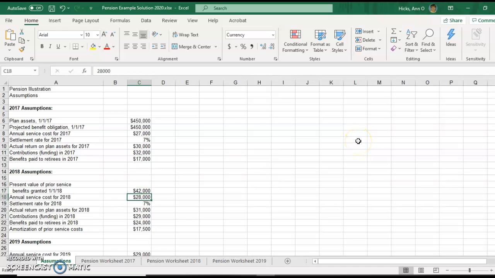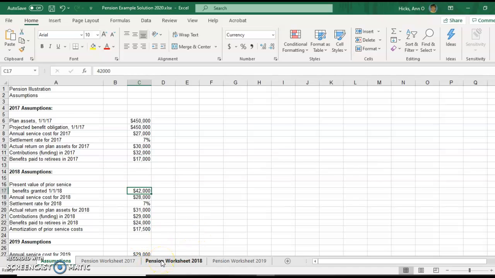All right, then our annual service cost for 2018 is $28,000. We continue to have a settlement rate for 2018. We had an actual return on plan assets that was $31,000. We contributed $29,000, paid $24,000, and during the current year, we amortized $17,500 of the $42,000 in prior service costs.